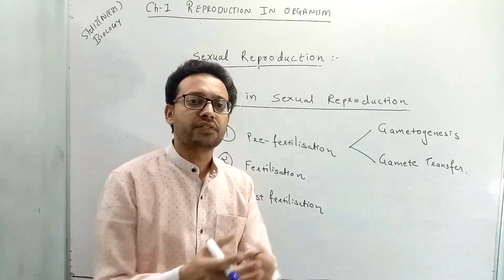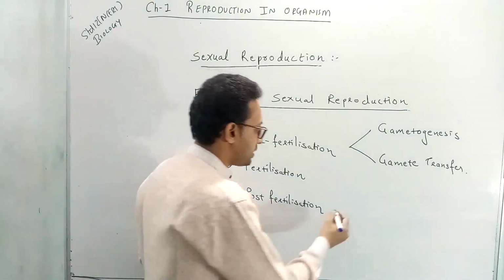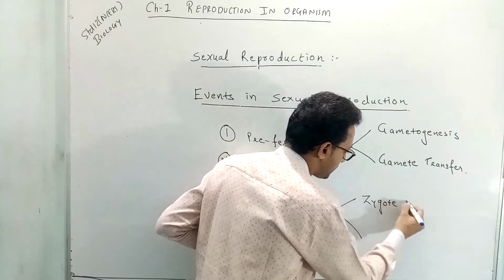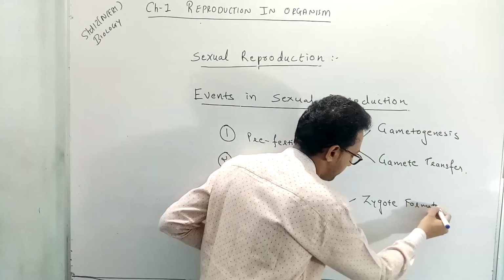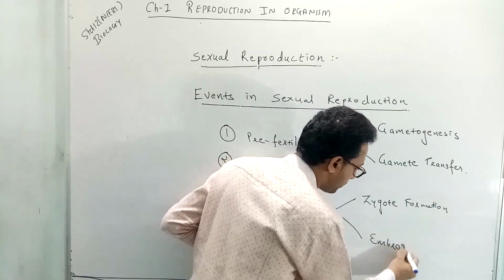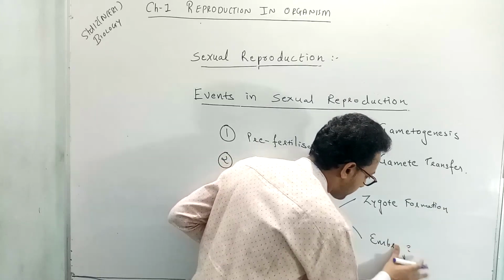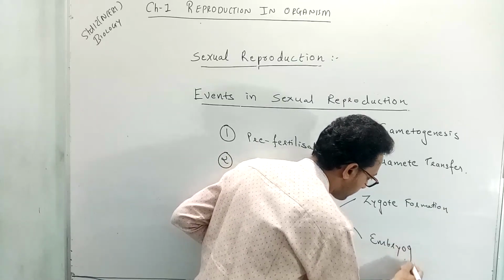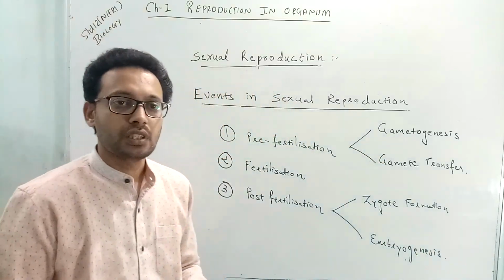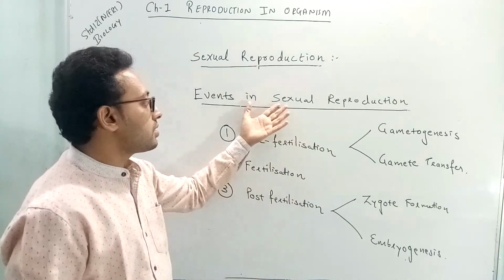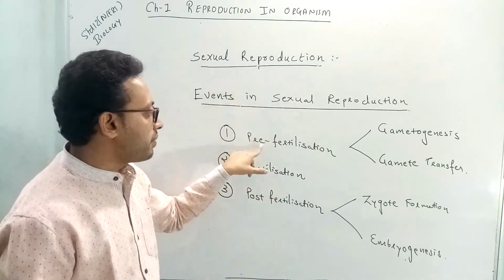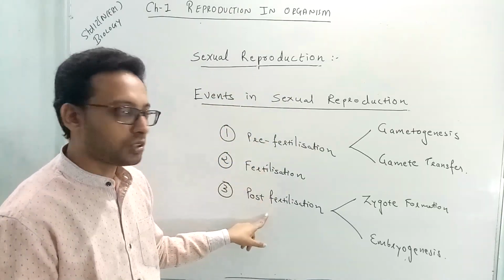Fertilization is a simple one, just a fusion of gametes. And in post-fertilization, after fusion of gametes, there is a formation of zygote. Once the zygote forms, it will grow up and there is a formation of embryo, and the process of formation of embryo is called embryogenesis. So these are the basics of the events which occur in sexual reproduction. Basic events are pre-fertilization, fertilization, and post-fertilization.